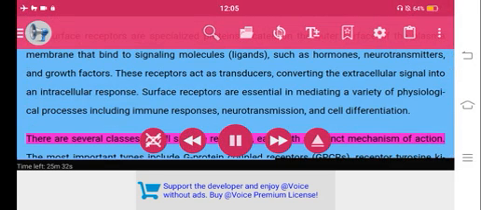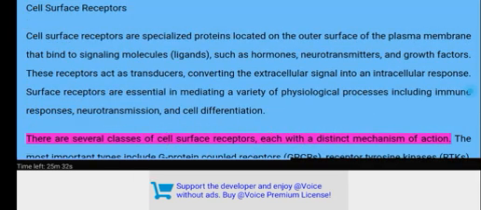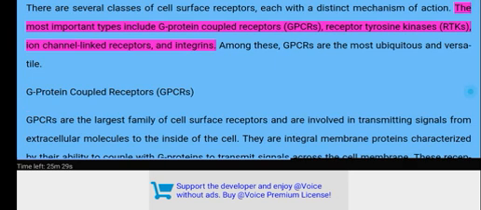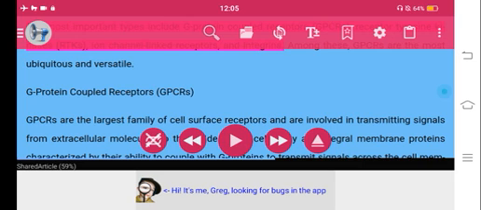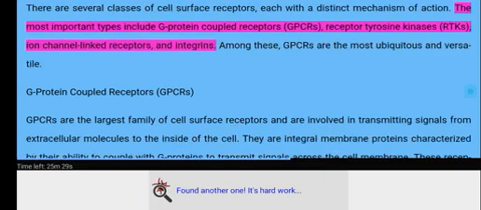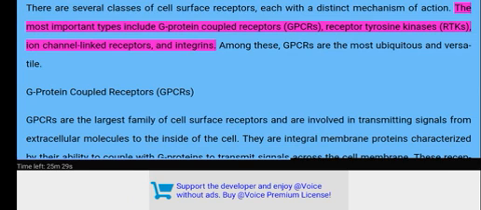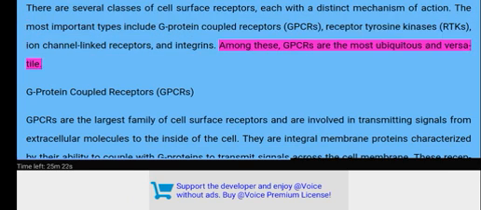There are several classes of cell surface receptors, each with a distinct mechanism of action. The most important types include G-protein coupled receptors, GPCRs, receptor tyrosine kinases, RTKs, ion channel linked receptors, and integrins. Among these, GPCRs are the most ubiquitous and versatile.